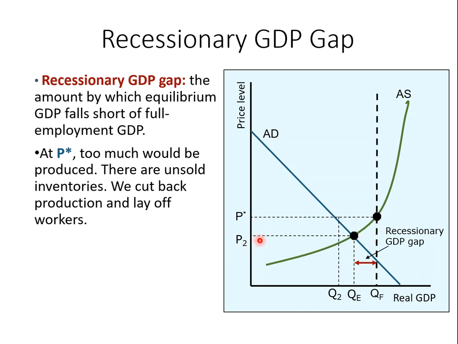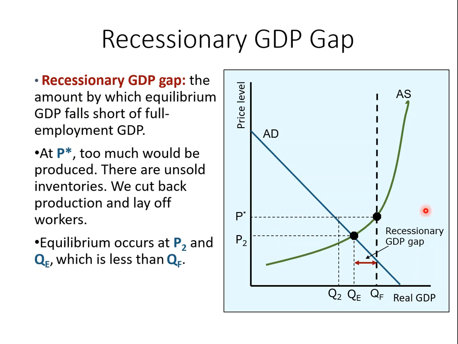So there are unsold inventories. We cut back production and lay off workers. Then the equilibrium point will occur at P2, right? If we just pursue our full employment rate, we will end up with such a high price that nobody is able to afford it. We end up laying off workers and reducing production. So our equilibrium will occur at P2.